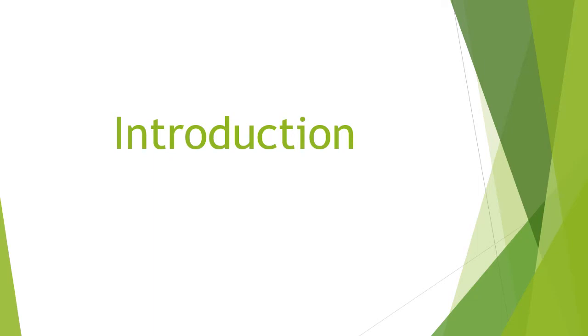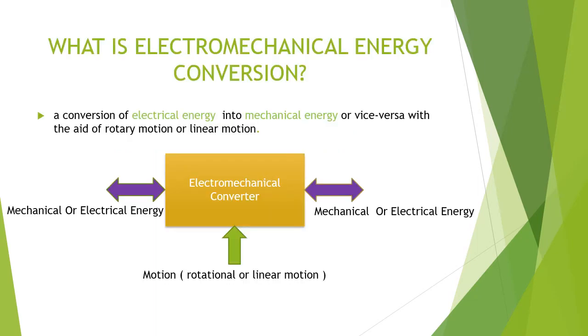As an introduction, first we have to answer the question: what is electromechanical energy conversion? A conversion of electrical energy into mechanical energy, or vice versa, with the aid of rotary motion or linear motion, is called electromechanical energy conversion. You can also see in the picture that electromechanical converters, with the aid of motion, can transfer mechanical or electrical energy input into electrical or mechanical energy output.